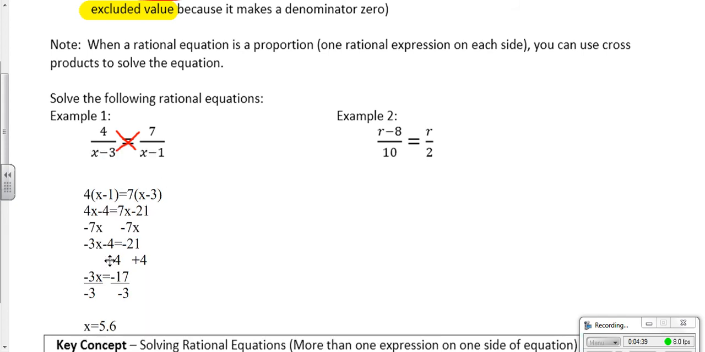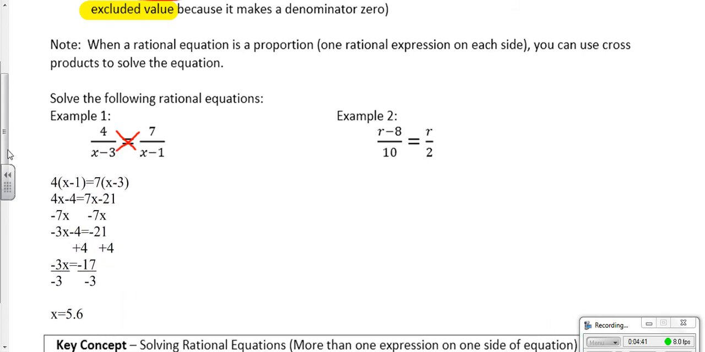Okay. Now, if we looked at the beginning, we would say, well, what are the excluded values? Well, it could not be a 3, and it could not have been a 1. Now, 5.6 is neither of those, so 5.6 is okay.